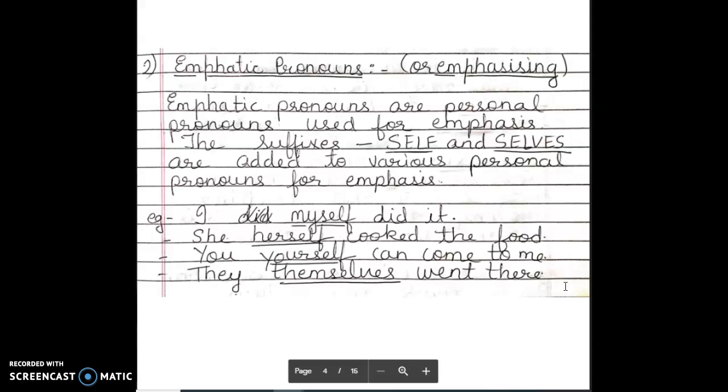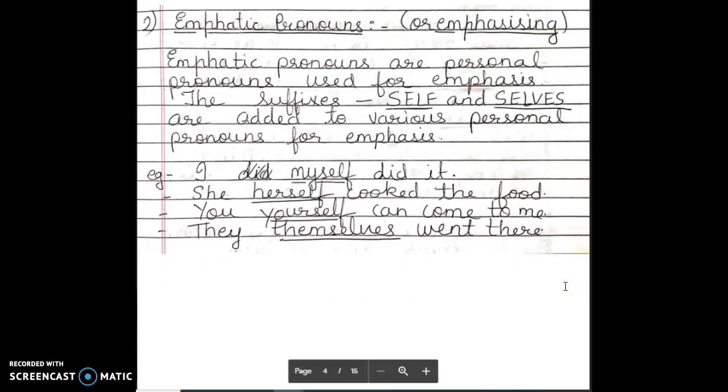A slight difference between these two is, in emphatic pronouns, we use these pronouns just after the noun. That is, just to put stress, we use them just after the pronoun. So, I myself did it, she herself cooked the food, you yourself can come to me, they themselves went there. So, immediately after the pronoun, this another pronoun is there. So, two pronouns used together.